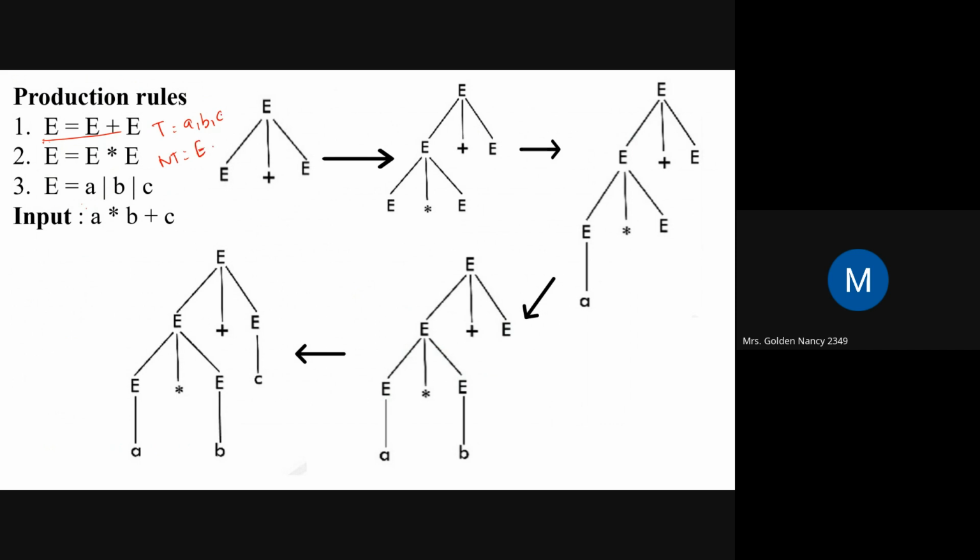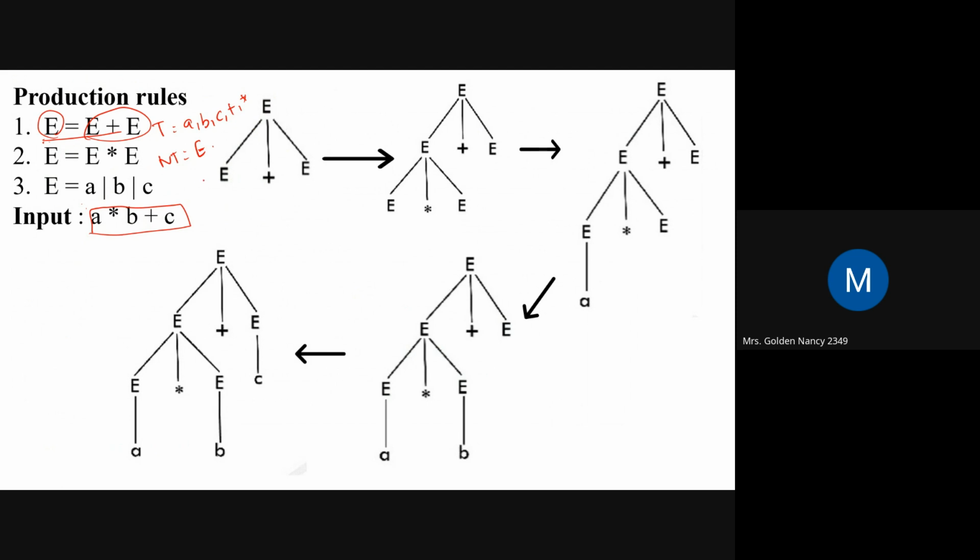Okay, so a, b, c, plus, and star are your terminals. Fine. So now if I want to generate this kind of input, a star b plus c, what can I do? First I take E as your root node. It starts from E, and on the left side I'm taking this production: E plus E. So E plus E forms an intermediate node.